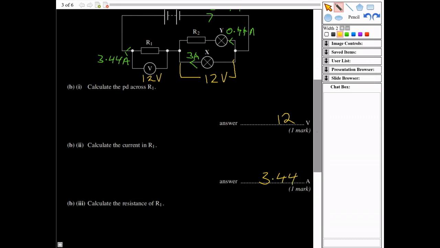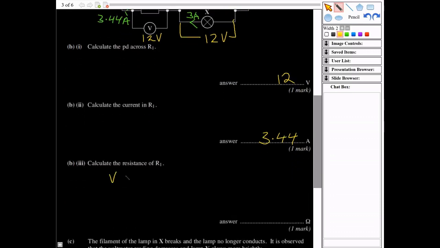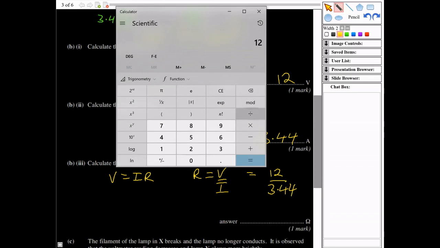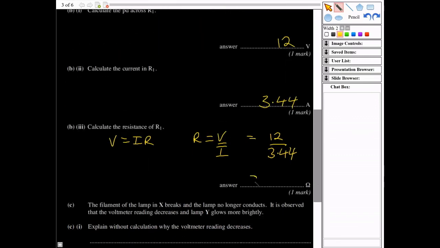And then part B3 says calculate the resistance of R1. So in this part, we'd need to use V is equal to IR. Rearrange that so resistance is V divided by I, and then use the two answers we had in the previous part. So it would be 12 divided by 3.44. So 12 divided by 3.44 is going to give us 3.49. So that would be the resistance of R1.